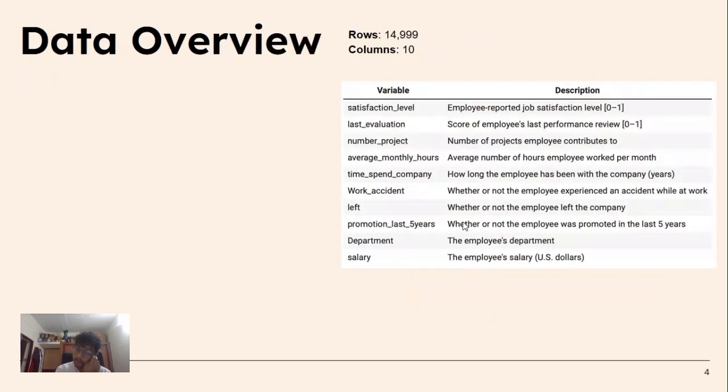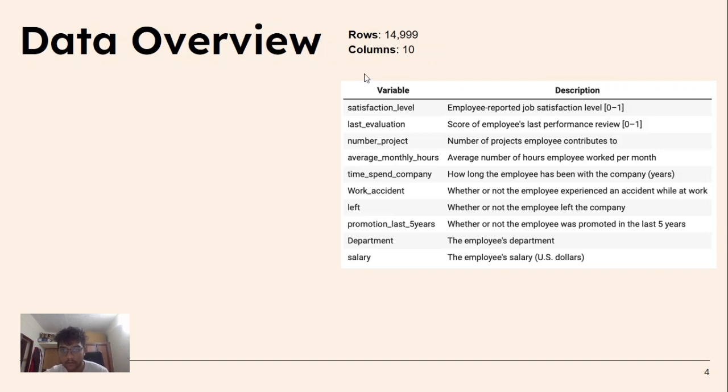So here's a data overview. The data that we have taken has a total of roughly 15,000 data points or rows, and 10 columns, of which one column is a target variable. The other columns include satisfaction level, which is the employee's reported job satisfaction, between 0 and 1. This is normally taken through surveys that most employees give on a monthly or biyearly basis.